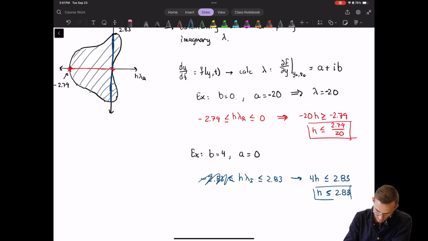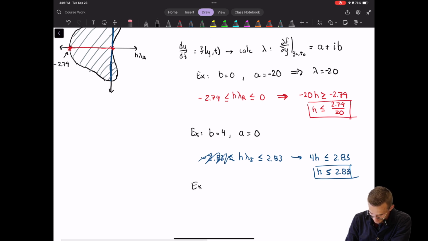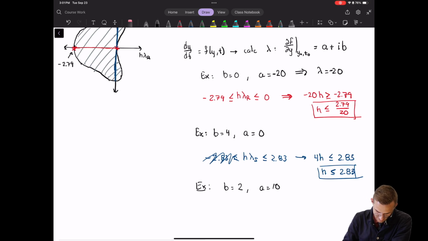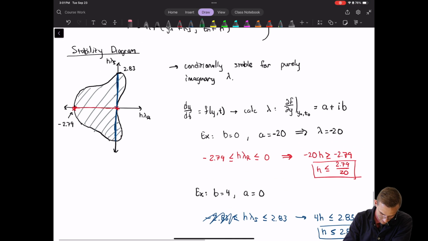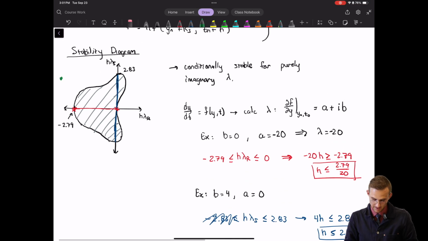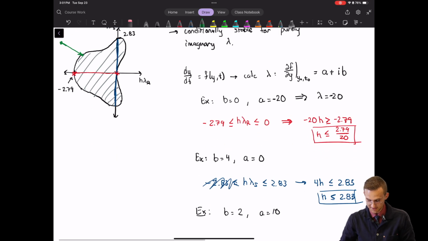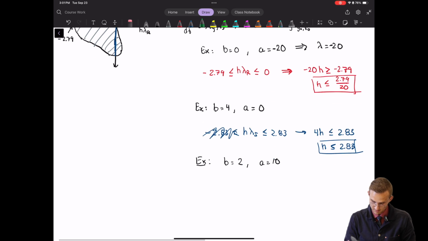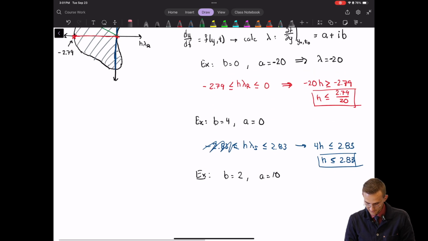And then it goes on and on. You could have the case where both are non-zero, where b equals 2 and a equals 10. In that case, you're somewhere out here, and all you need to do is use h to scale yourself back into the region of stability, along this line represented by 2 and 10. Hopefully that makes sense.